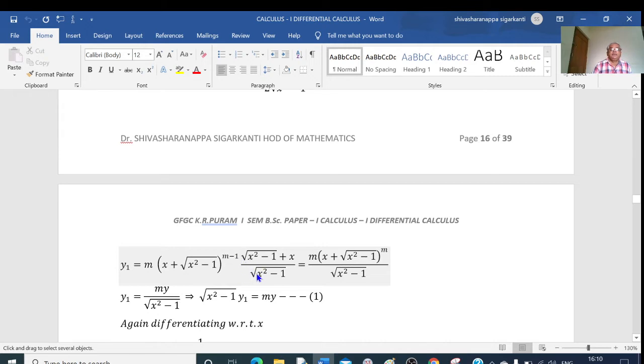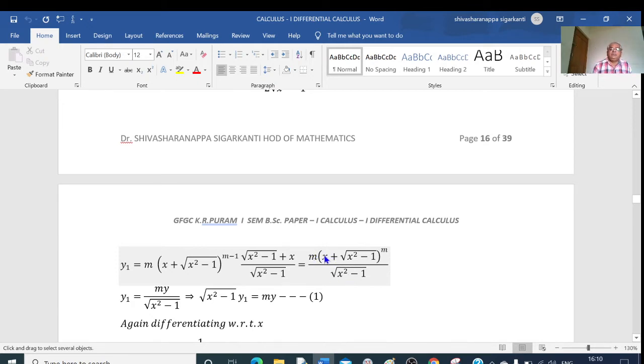Here the denominator is root of x square minus 1. In the numerator I am getting root of x square minus 1 plus x. This is also root of x square minus 1 plus x. This power is m minus 1, and this power is 1. So this becomes m into x plus root of x square minus 1 to the power of m, divided by root of x square minus 1.